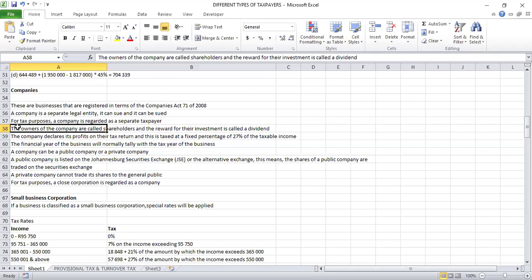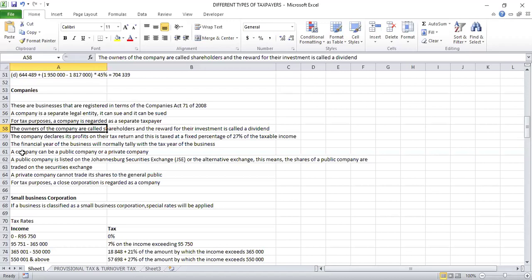So a company will do its return. And you should know that for individuals, the tax year is always March to February. That's their tax year. But for companies, the tax year can adopt the financial year of the company. So one company's financial year can be January to December, another can be May to April, another can be July to June, on and on like that. So it normally takes the financial year of the company.